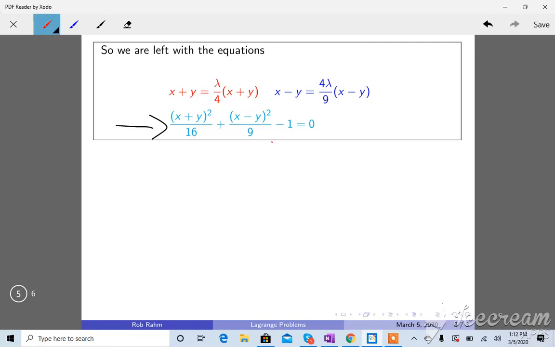So I'm going to deal with the red equation. There are two possibilities: x plus y is 0, or x plus y is not 0. If x plus y is 0, then x is equal to minus y. So I'm going to take this expression that relates x and y and plug it into the constraint equation. And this is what I'm going to get when I do that.